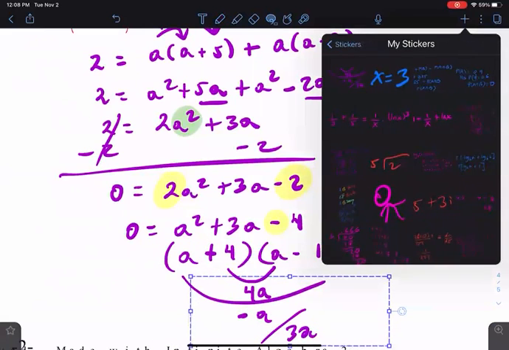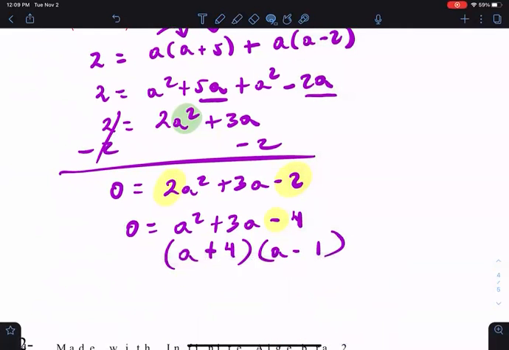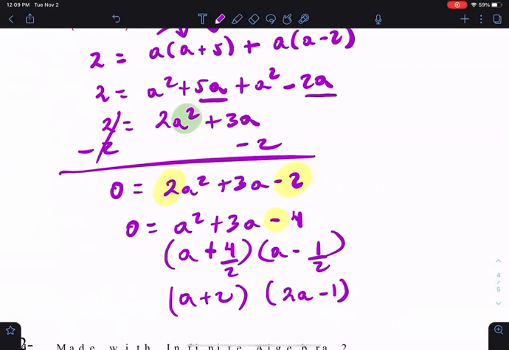Now, remember, because we made the problem easier in the beginning, right? We multiplied by 2. So remember, you need to divide by 2. So this is going to be a plus 2. And this is going to be 2a minus 1. And if you solve for a, you get a equals negative 2, a equals 1/2. Remember, you need to set each one equal to 0 and solve for a, right?